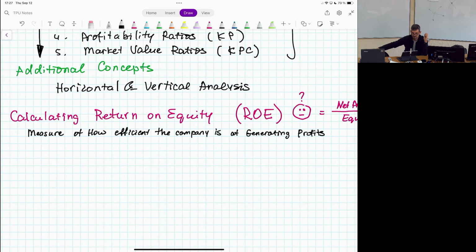So, measure of how efficient the company is at generating profits.